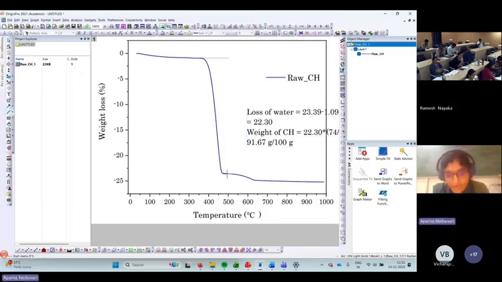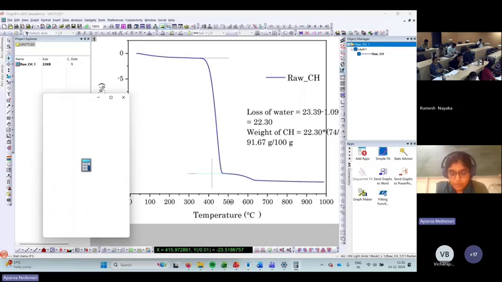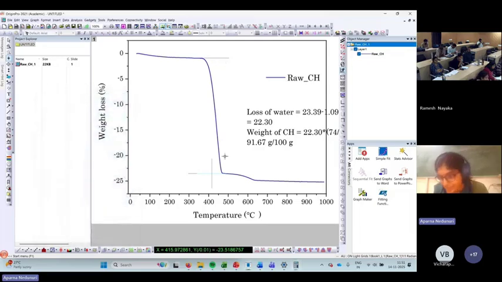We can take a straight line, and another straight line, and then see the difference in the y-intercepts between these two. That would tell us the total weight loss that has happened in this temperature zone. If I take the initial y, it is 0.89 and the final one is 23.51. So the total weight loss is 23.51 minus 0.89, which is 22.62. 22.62 is your weight loss in this region.